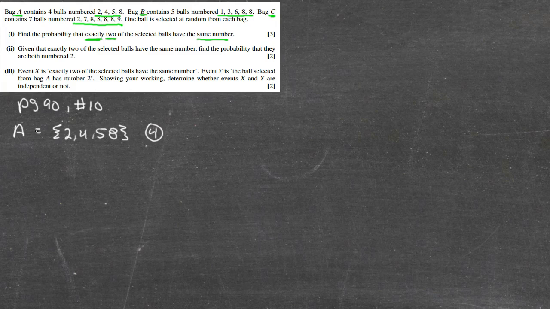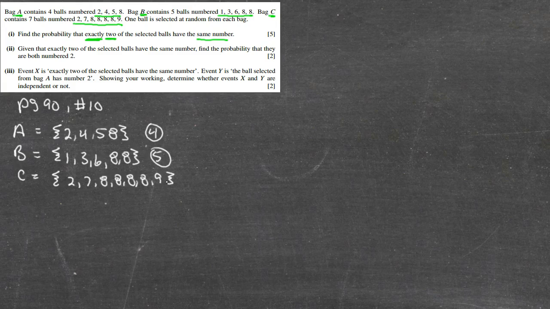So A has 2, 4, 5, and 8. That's 4 of them. B has 1, 3, 6, 8, and 8, and that's 5 of them. And C has 2, 7, 8, 8, 8, 9, and that's going to make a total of 7 balls.